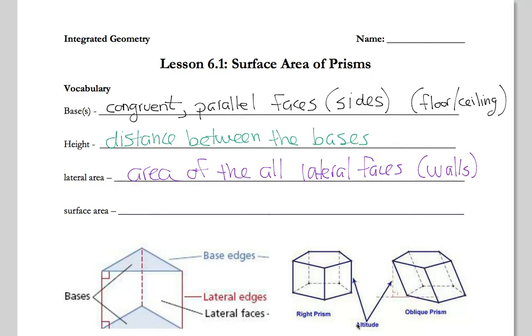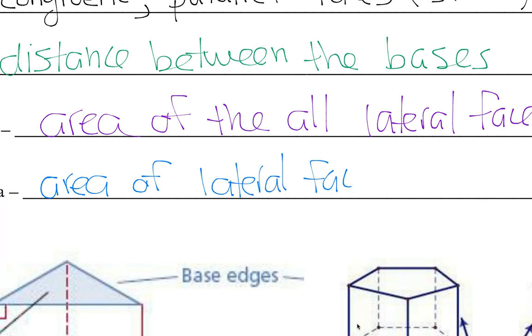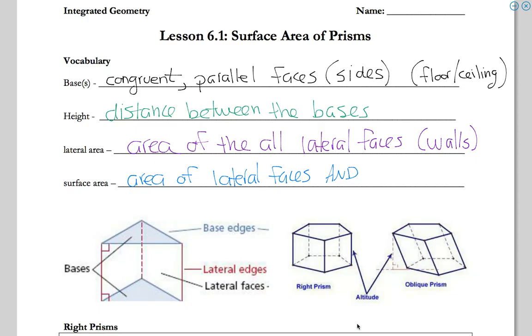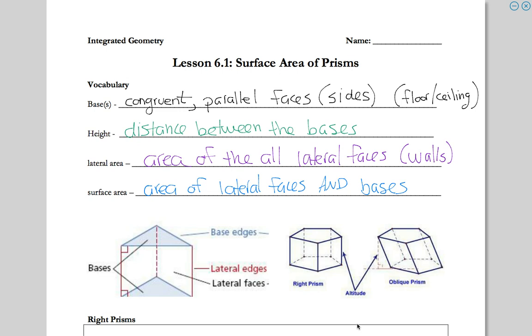Now we remember in the last unit we talked about it doesn't have to be the floor and ceiling. Maybe this thing got pushed over and it's really on the left and the right or the front and the back. The surface area is where it all comes together. Area of lateral faces and bases. So it's everything together.